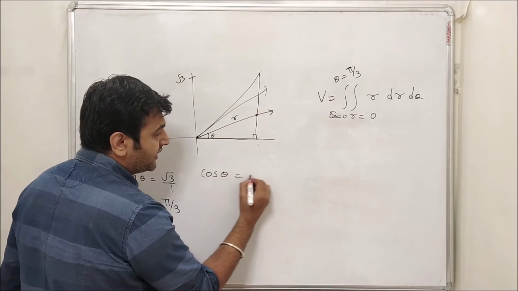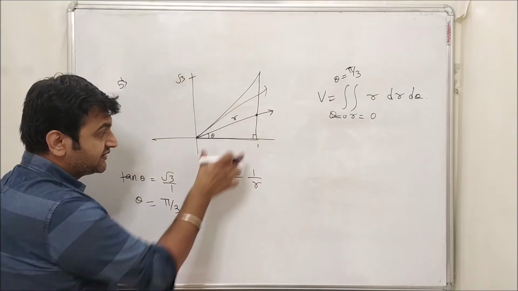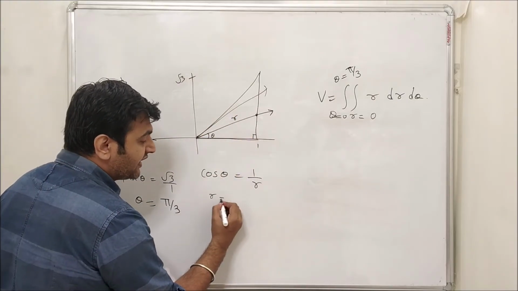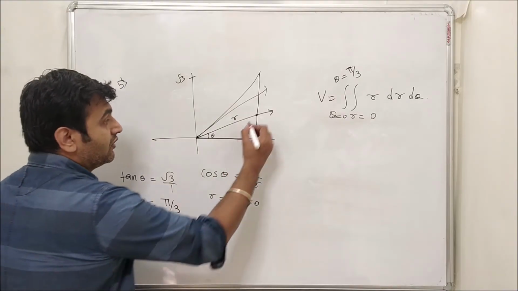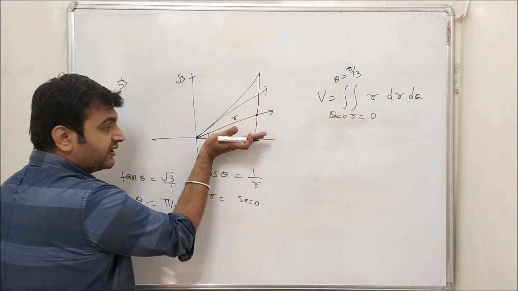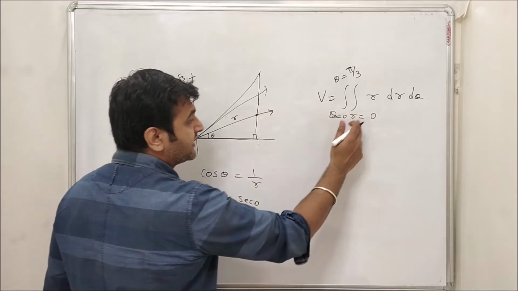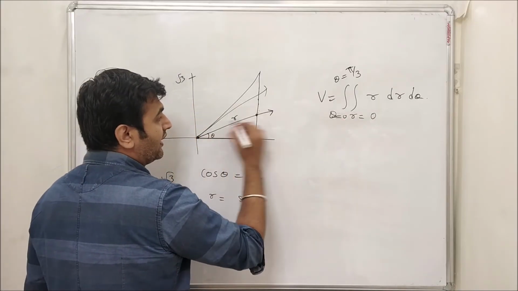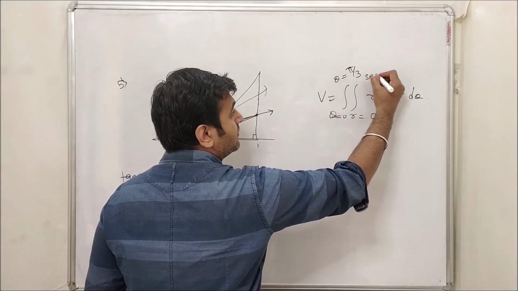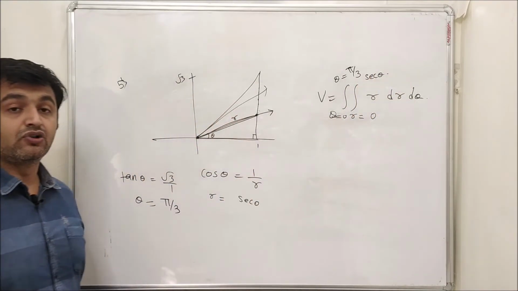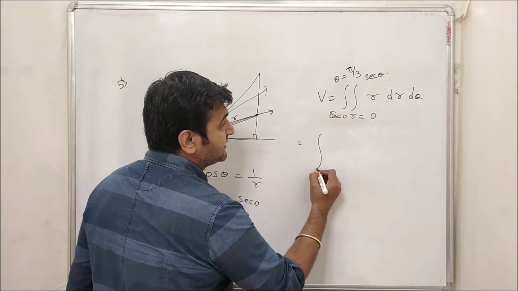So what is cos theta? It is 1 upon r, adjacent upon hypotenuse. So what is r? 1 upon cos theta, which is sec theta. So as your theta keeps on increasing, your r keeps on changing. Your r is starting from 0, and this hypotenuse is nothing but sec theta. So that's what the limit is, and once you have the limits, it's easy to solve.